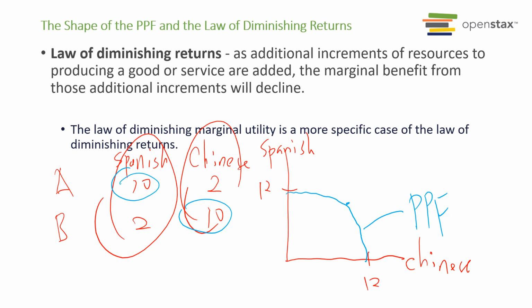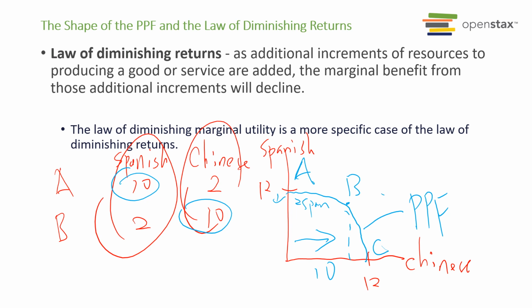All right, so let's look at what our return is for each additional investment, or for each additional worker, right? So from the beginning, if you go from point A to B, and let's call this point C. From A to B, we're gaining 10 Chinese papers while only giving up 2 Spanish papers. And that sounds pretty good, right? Why not gain 10 Chinese and only give up 2 Spanish?